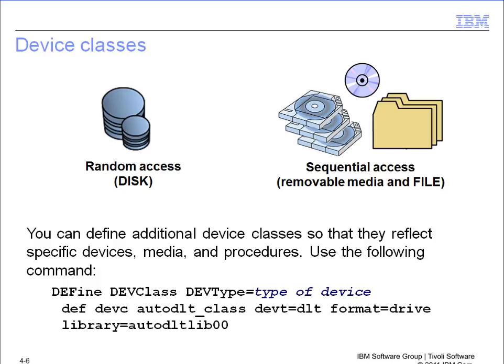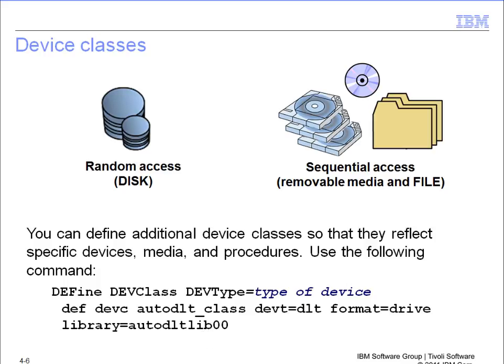So the command, here's the syntax, and here's the example. Define devc, we're giving it the name AutoDLT underscore class, that's the dev class name. The dev type or devt is DLT. And then we add some information about the drive and the library.